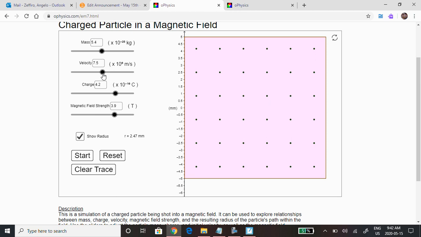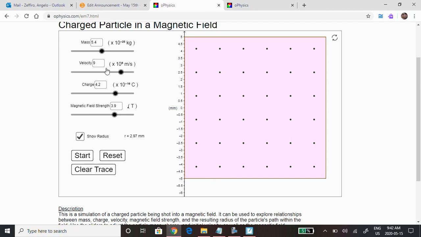I can change the velocity here. Let's do one with this velocity. Right? Let's really up the velocity. See how it changes? Reset this.